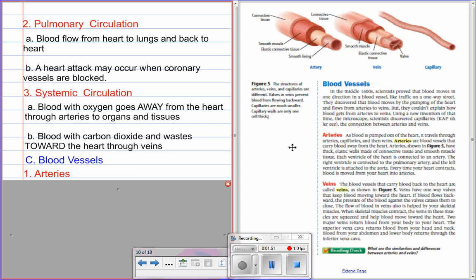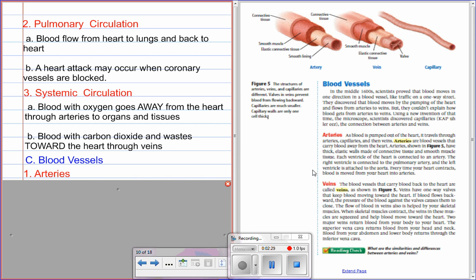So, arteries. As blood is pumped out of the heart, it travels through arteries, capillaries, and then veins. Arteries are blood vessels that carry blood away from the heart. Arteries, shown in figure 5, have thick elastic walls made of connective tissue and smooth muscle tissue. Each ventricle of the heart is connected to an artery. The right ventricle is connected to the pulmonary artery, and the left ventricle is attached to the aorta. Every time your heart contracts, blood is moved from your heart into the arteries.